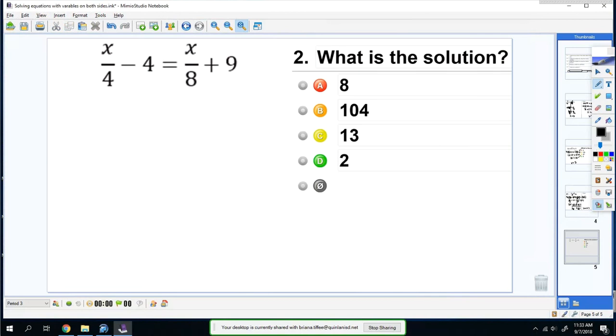So we have the same situation. You can do a couple of things. You can do x divided by 4 minus x divided by 8. And so instead, what I'm going to do is multiply everything by 8. The reason I'm doing that is because when I multiply everything by 8, it gets rid of what's being divided. So I'm going to rewrite this.